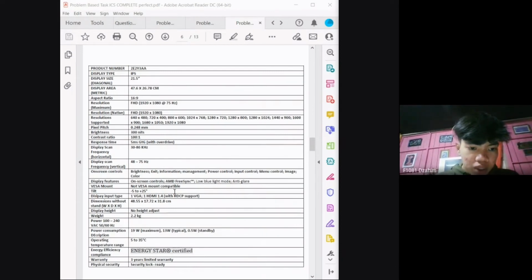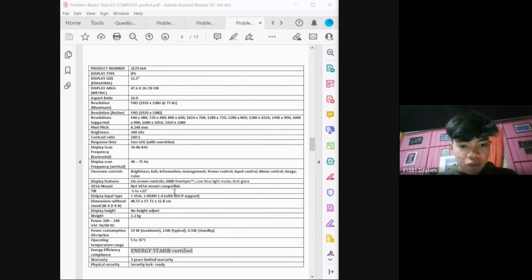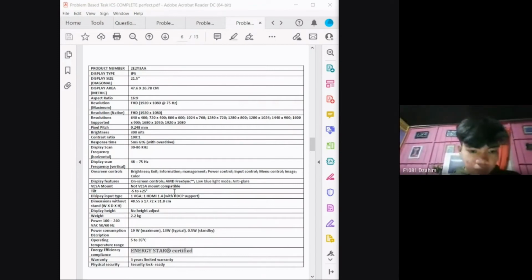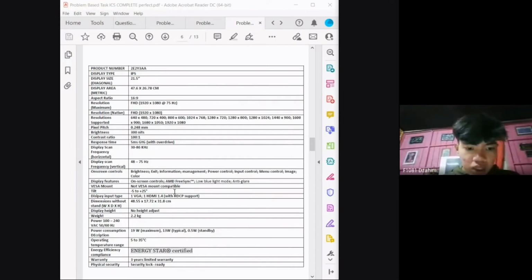Power consumption description: 19 watt maximum, 30 watt typical and 0.5 watt standby. Operating temperature range is 5 to 35 Celsius. Energy efficiency compliance: Energy Star certified. The warranty is 3 years limited warranty, and the physical security lock ready.